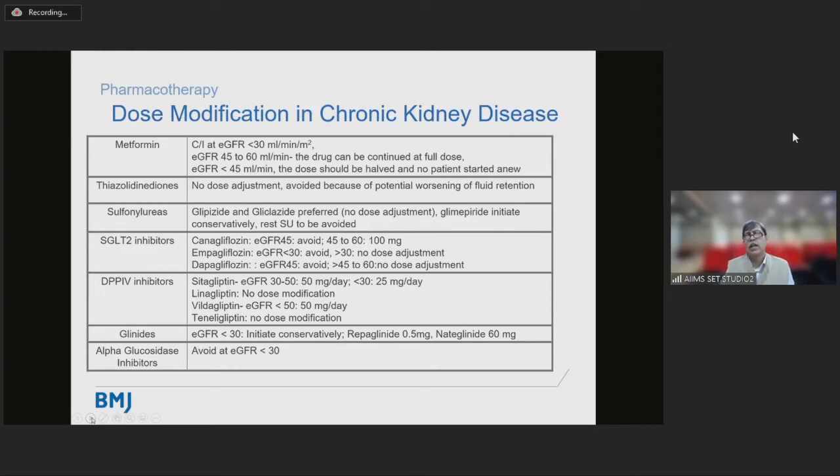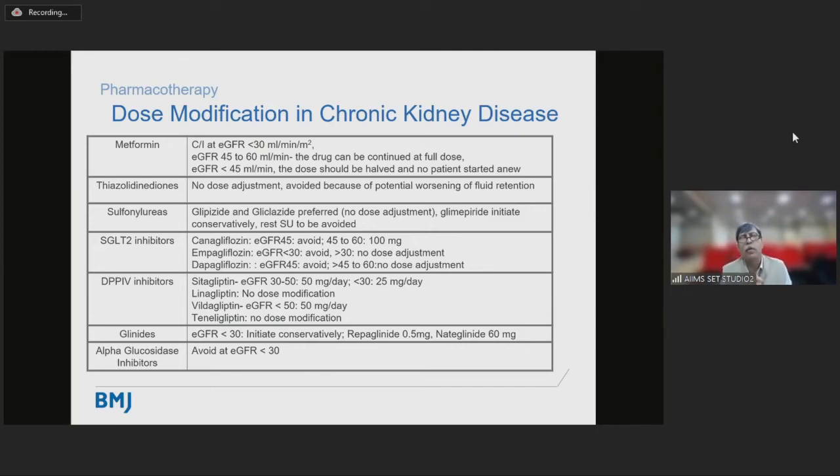What about dose modification in chronic kidney disease? And this is important because patients start having an elevated creatinine and you say, should I put them on insulin? The patient says, don't give me an injection. What can you do? Metformin, with an eGFR of less than 30, is not to be given. Above 60, any dose can be given. Between 30 and 60, we further divide it. So between 45 and 60, you can continue at full dose. Between 30 and 45, a maximum of 1 gram.